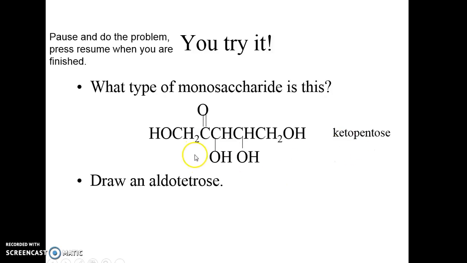Okay, this is the ketopentose. You see, this is a ketone because there's a carbon on either side of the carbonyl. And then there are 1, 2, 3, 4, 5, so it's a ketopentose. To draw an aldotetrose, you have to have 4 carbons. One, either this one or this one, it doesn't matter which, has to have a carbonyl on it, but it has to be the end carbon. This end carbon or this end carbon. Doesn't matter which way you draw it. Then all the remaining carbons have to have hydroxyl groups on it, and then you have to fill in the hydrogens to make every carbon have 4 bonds.